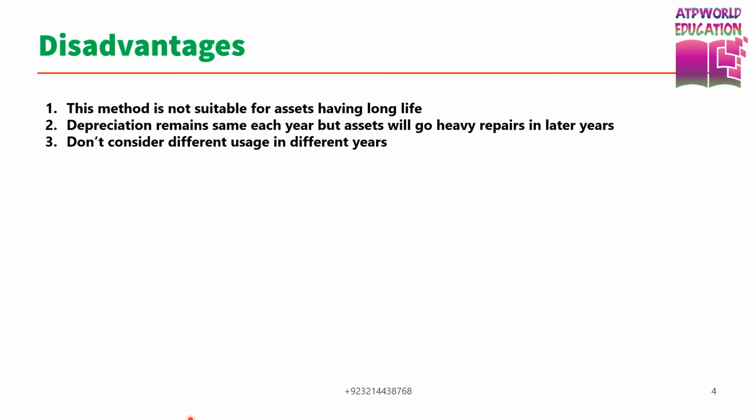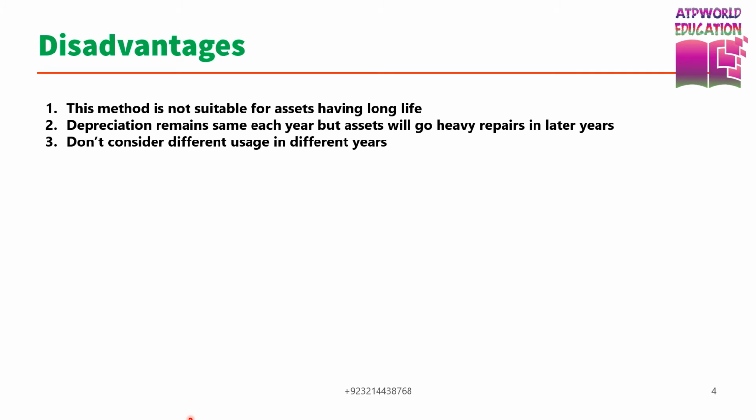So as I have stated, depreciation is dependent on usage. If we use more, then we charge more depreciation. If we use less, then we charge less depreciation. But in SLM, we charge a fixed amount of depreciation each year, whether we are using that asset properly or not. If we are using it less, we charge the same depreciation as when we are using it highly in the next year.